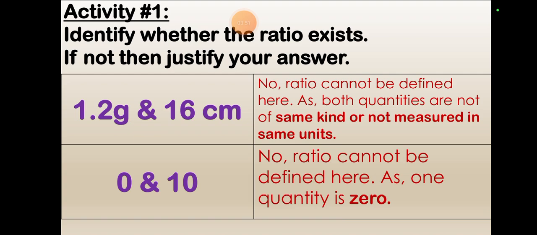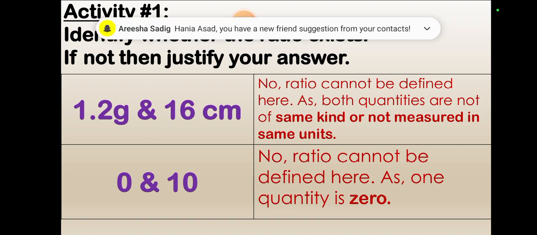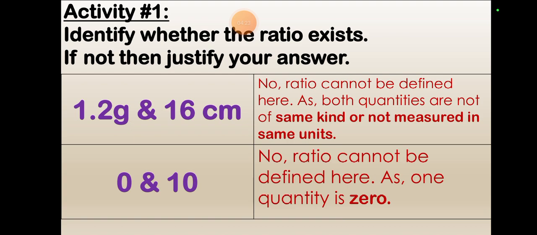Now identify whether a ratio exists, and if not, justify your answer. Like 1.2 gram and 16 centimeter. First of all, we check the unit, the kind of quantity we are measuring. In the first we are measuring weight in grams, and in the second we are measuring length. So no ratio can be defined here, as both quantities are not of the same kind or not measured in the same units. That's why a ratio cannot exist here. Then 0 and 10: how can a ratio be expressed here? No, a ratio cannot be defined here, as one quantity is 0.